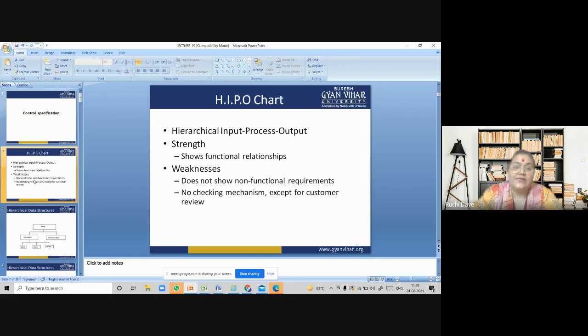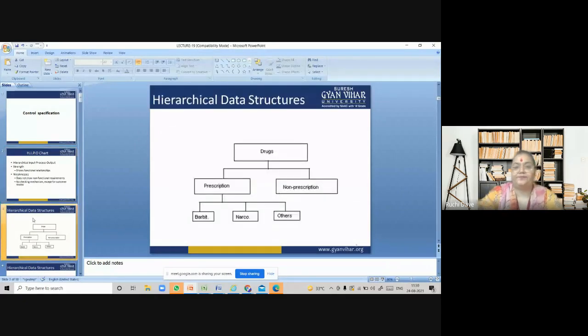Now, what is the strength we have to understand? The strength is that it shows the functional relationship, right? And the weakness is that it does not show non-functional requirements, and there is no checking mechanism also, other than the customer review, that can actually assure that this HIPO chart has been drawn very well. So that is the weakness. Now let us see this structure.